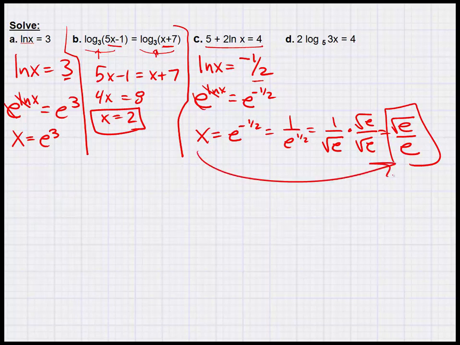That might have been taking things a little too far. I mean, this I think is acceptable, but you're going to see stuff like this, so you should know how to do it. They're the same answer, but this is probably the better answer. All right, one more.